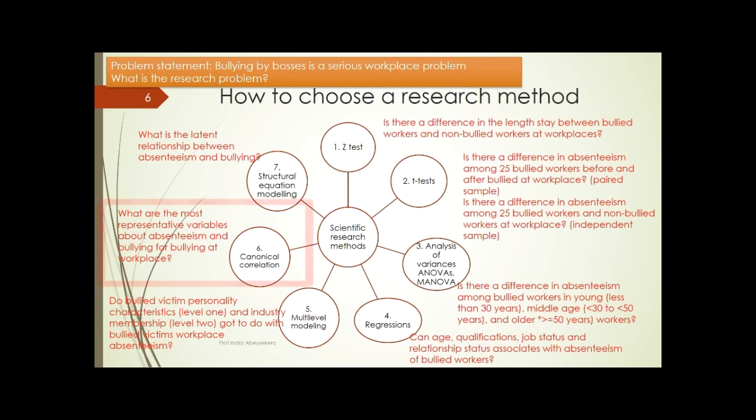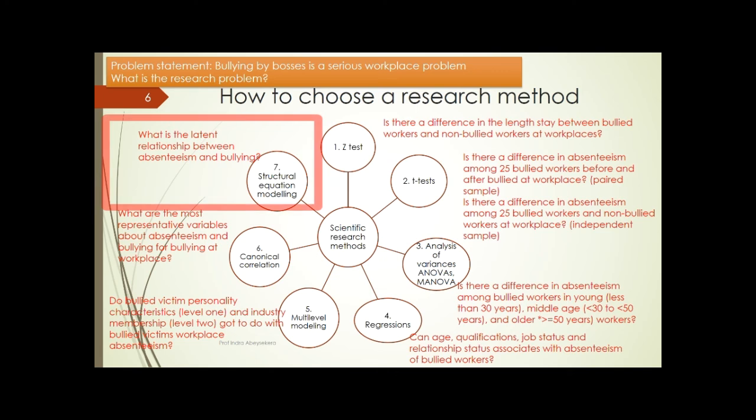Sixth is canonical correlation. What are the most representative variables about absenteeism and bullying at the workplace? We're trying to find out the most important variables representing the constructs of absenteeism and bullying.